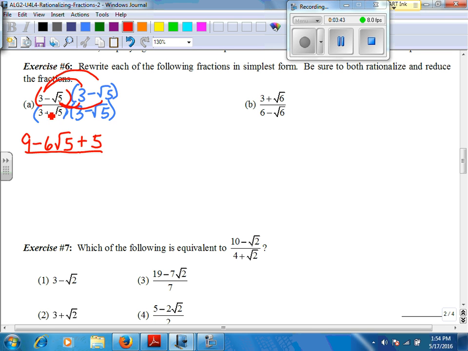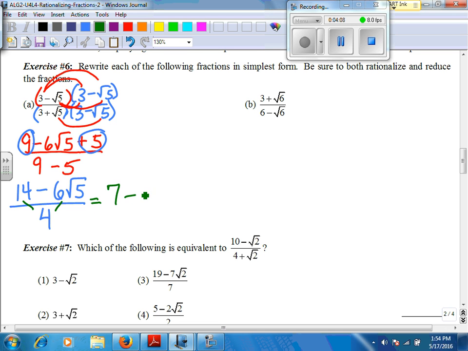Then in the denominator, we can do that one a little faster because we've got 3 times 3, which is 9. Outer and the inner will cancel, minus 5. So now, in the numerator, we've got some like terms, 9 plus 5, 14, minus 6 square root of 5. Denominator, 9 minus 5, which is 4. And again, because all 3 terms are divisible by 2 in this case, we can simplify to 7 minus 3 square root of 5 over 2.